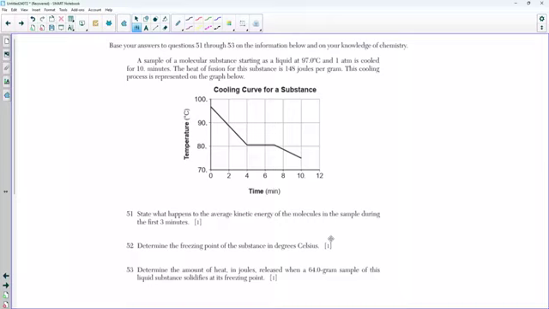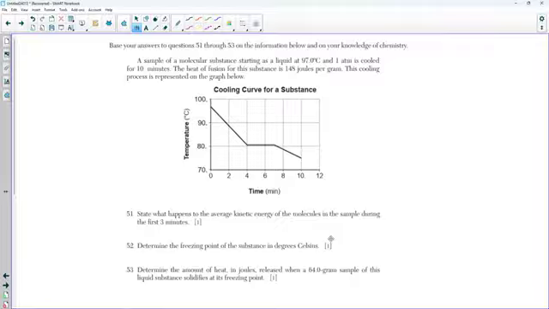Heating curves. I'd like you to attempt to do this problem. Pause the video, and once you've answered all three questions, I will proceed to explain each one. Okay? So pause the video. All right, so let's see how you did.